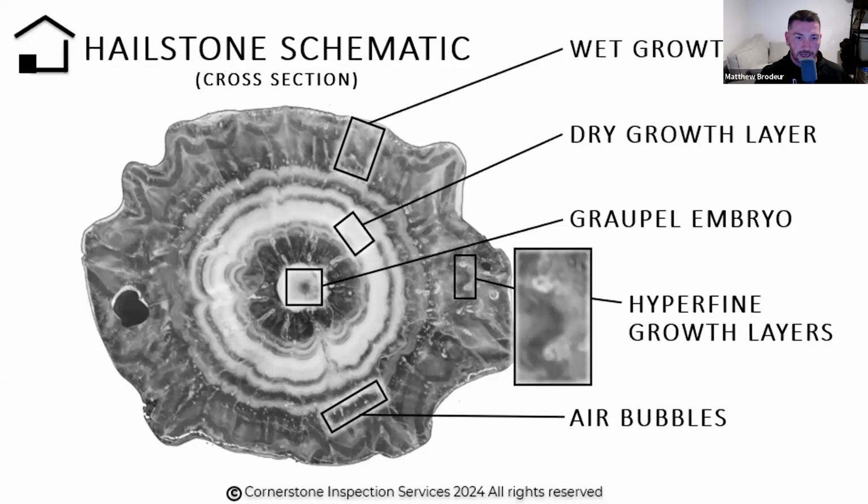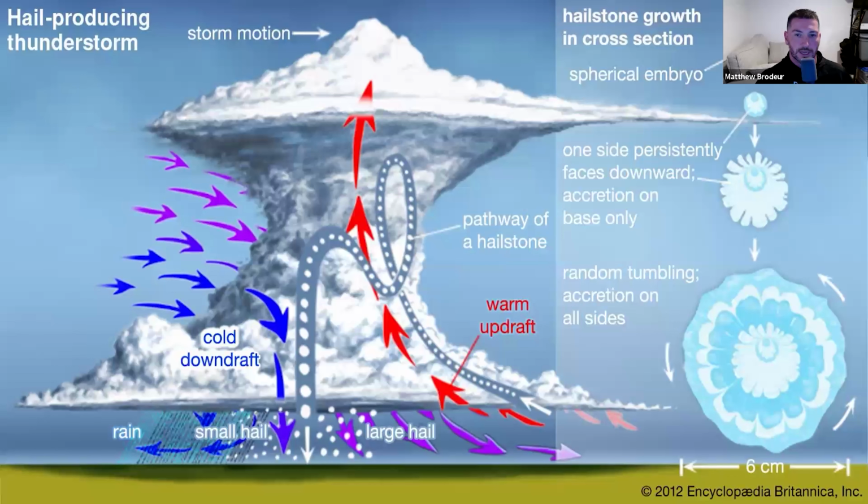So again, you can see with this really kind of zoomed in cross section, and again, this is literally a giant hailstone that was cut in half. And so you can see the different layers as they form. To me, it's fascinating. Maybe to some people it's boring, but you can actually see if you look real close at that graupel embryo, it does mirror this spherical embryo that was in this slide over on the right there. It says one side persistently faces downward, and a lot of that buildup happens only on the bottom. And then as soon as it gets bigger, it starts randomly tumbling, and that accretion starts on all sides.